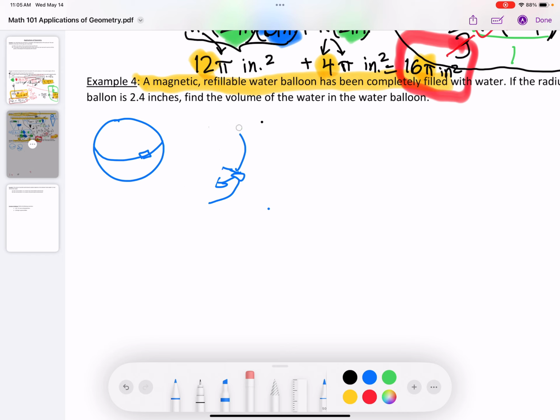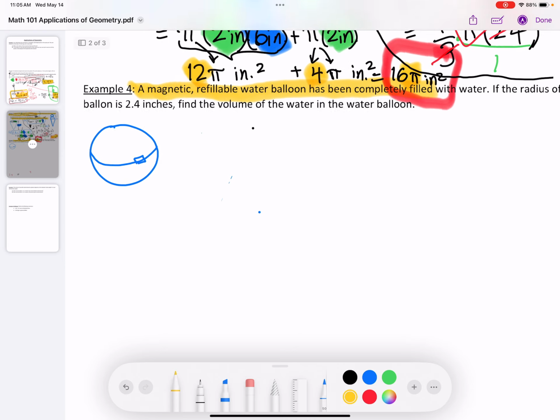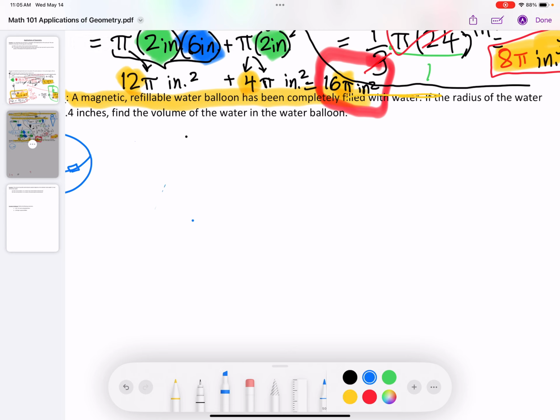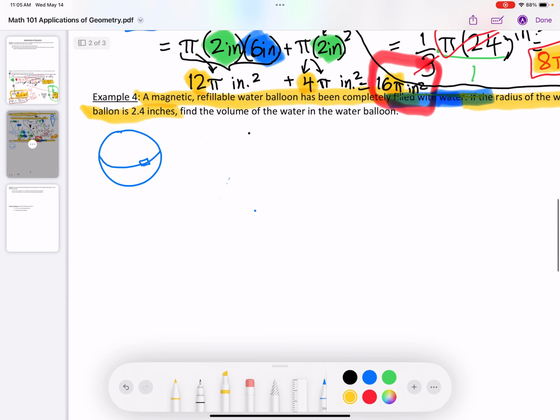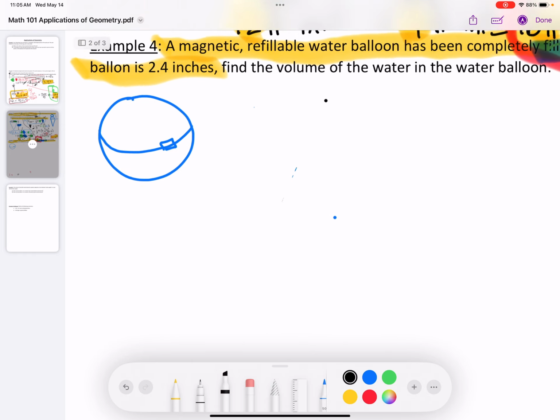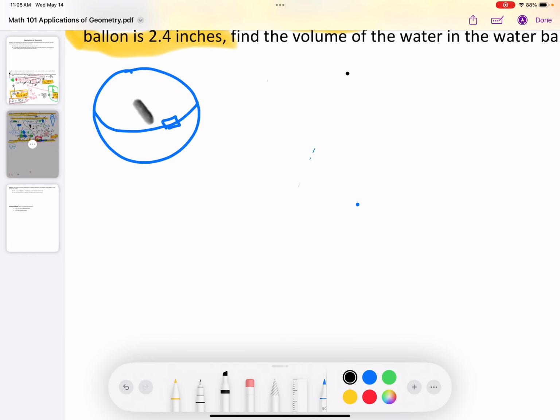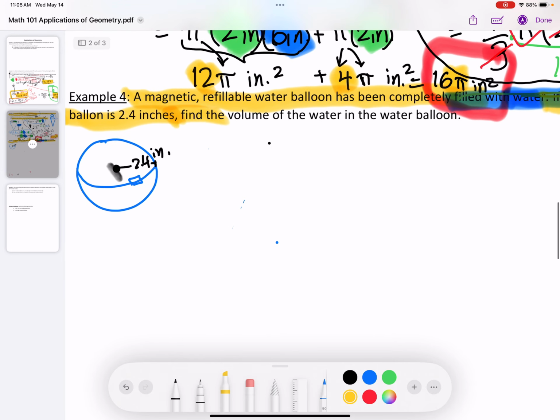A magnetic refillable water balloon has been completely filled with water. Okay, good to know. So I've drawn, I know this looks like a sphere, basically. All right, filled with water. And if the radius of the water balloon is 2.4 inches, I'm going to label that before I even read the rest of the problem. I would like to see this thing here, 2.4 inches. Probably should have drawn it bigger, but what are you gonna do? We're in it to win it. Find the volume of the water in the water balloon.